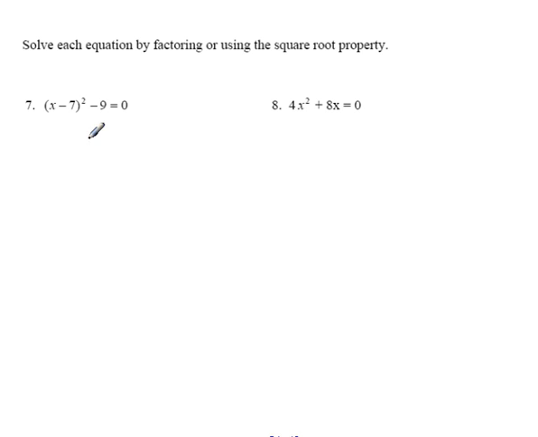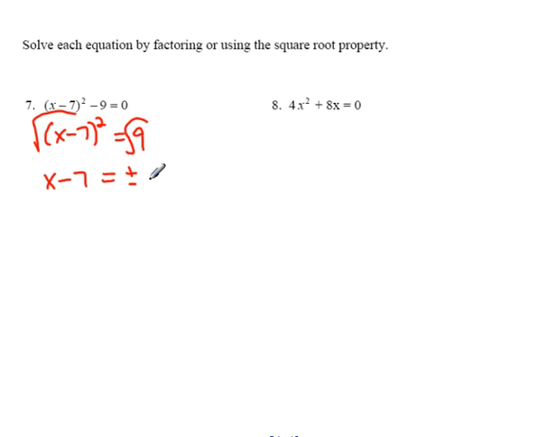Okay, same directions. Number 7, solve by factoring or using the square root property. Once again, we do have it equal to 0, and we have a quantity squared. You could use factoring here, but before you can do that, you're going to have to FOIL and collect like terms. Once again, this looks like a pretty easy problem to use the square root property on, so I'm going to add 9 to isolate the squared term. Then take the square root of both sides.